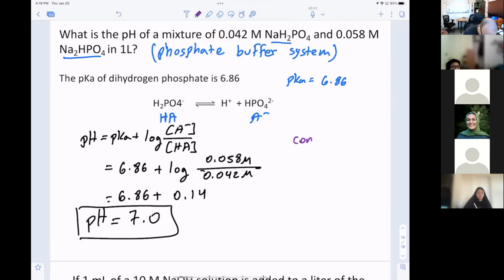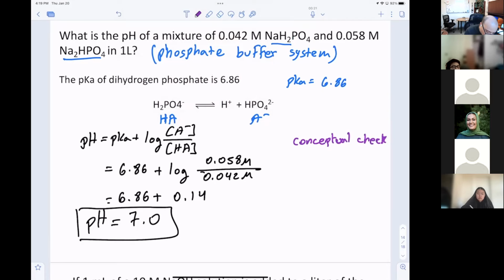But I do want to write down here something that I would call the conceptual check. Every time that you do these types of problems, I really find it useful to think about what's really happening in this solution. Take a look at what we have here. We have 0.042 molar of this acid and 0.058 of this base. Do I have more of the base, or more of the acid? I have a little bit more of the base, right? So that means the pH will have to be a little bit higher than the pKa.